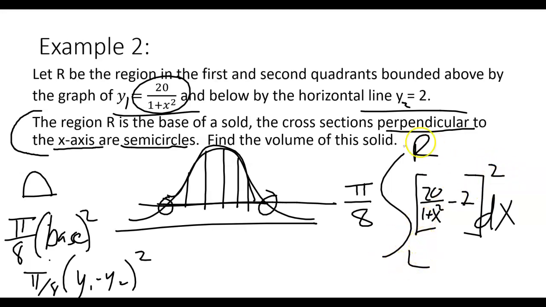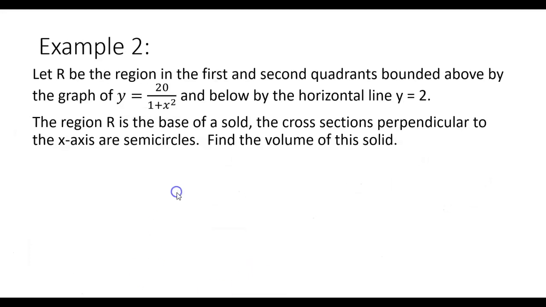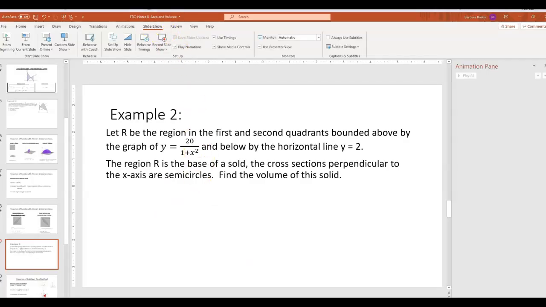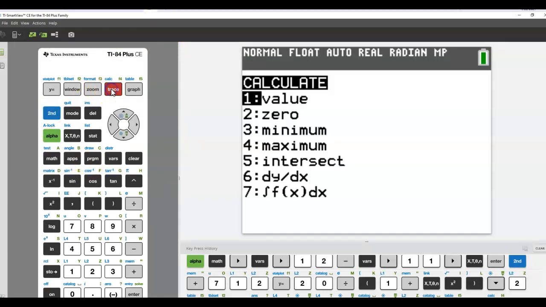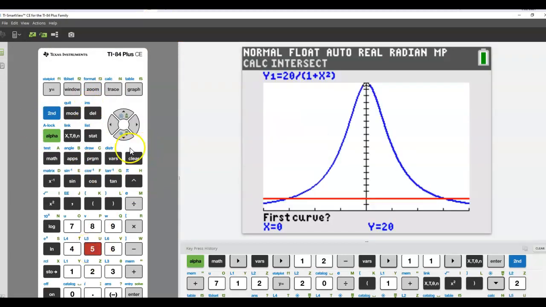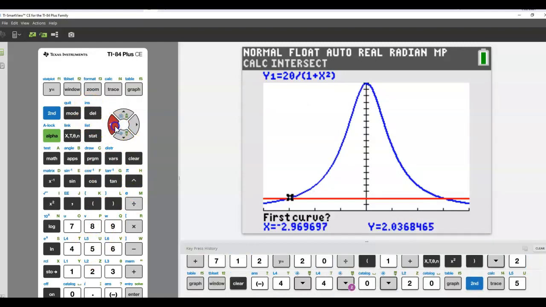So all I need to do to complete this integral is figure out what the left and the right endpoints are. And on my paper, you want to make sure you don't put L and R there. You actually need to find those and put them on your paper. So let's go ahead and do that really quick. Let's revisit our calculator and see if we can find those points of intersection. Same thing we've done before. Second, calc, 5. We're going to scroll on over to where they're crossing.